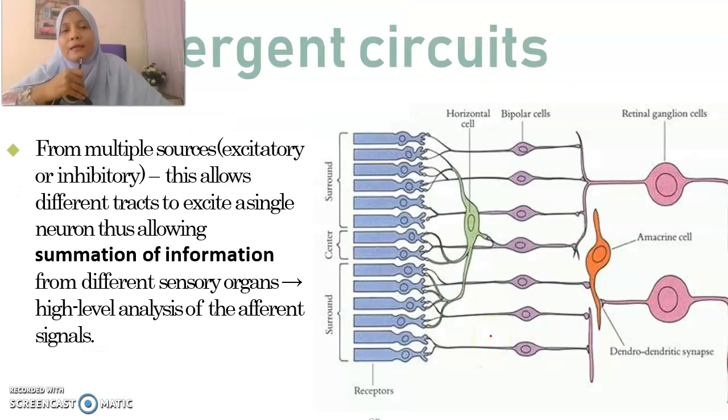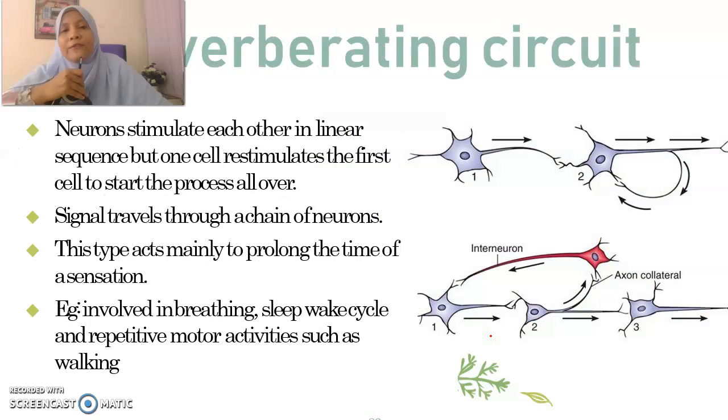And then, reverberating circuits, which means it will stimulate from one, but it will re-stimulate the first cells in order to start the process all over. So this signal will travel through a chain of neurons. It is mostly involved in breathing, the sleep-wake cycle, and repetitive motor activity.